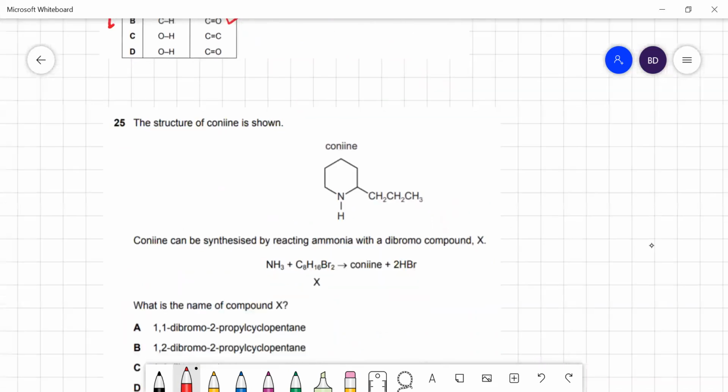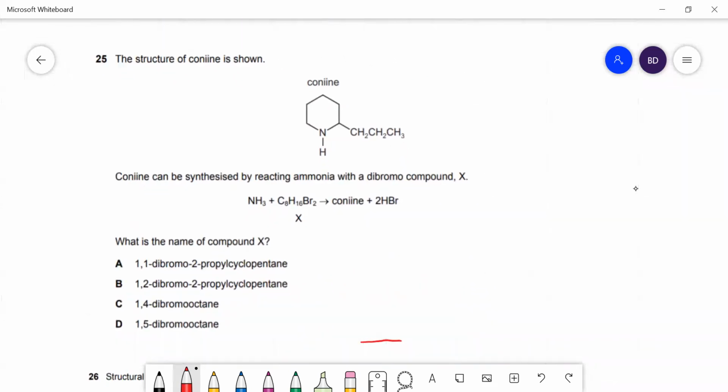Okay, the structure of coniine. It can be synthesized by reacting ammonia with a dibromo compound. So you're going to get a nucleophilic substitution reaction there, aren't you? So just to show you, what happens is the lone pair goes onto that carbon because it's delta positive, and the bromine breaks off.